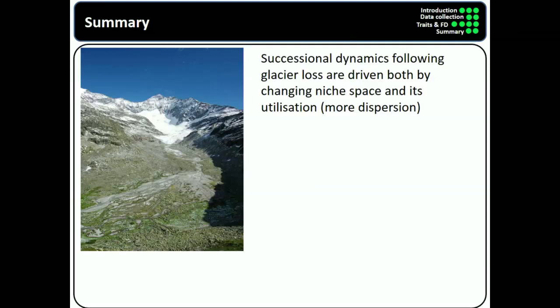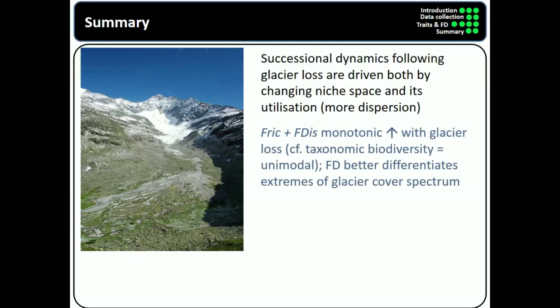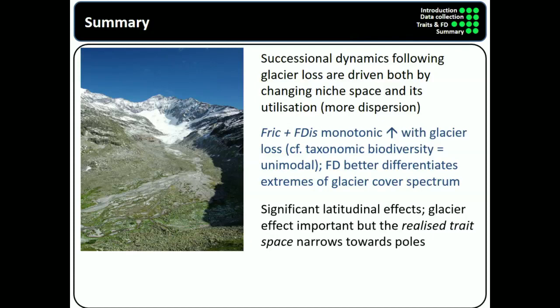So successional dynamics, this is what we're thinking about at the moment, seem to be driven not only by the change in niche space, the habitat, but there also seem to be differences in how that niche space is being utilized. So the dispersion example shows that there are changes in the abundance distributions in that niche space. These monotonic increases compare to the taxonomic responses, which I showed you were more unimodal. So functional diversity can perhaps better differentiate the extremes, because we're not dropping over and coming back down into a lower level of functional diversity as we get to zero glacier cover. A significant latitudinal effect shows this realized trait space is narrowing.